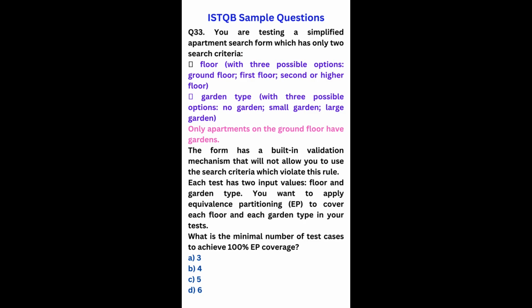The form has a built-in validation mechanism that will not allow you to use the search criteria which violate this rule. Each test has two input values, floor and garden type. You want to apply equivalence partitioning to cover each floor and each garden type in your tests. What is the minimal number of test cases to achieve 100% EP coverage?